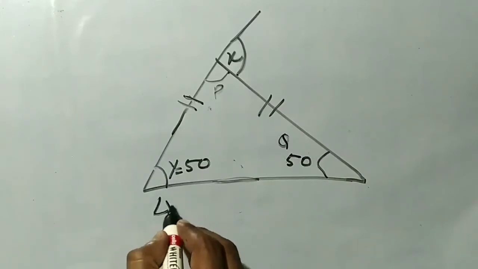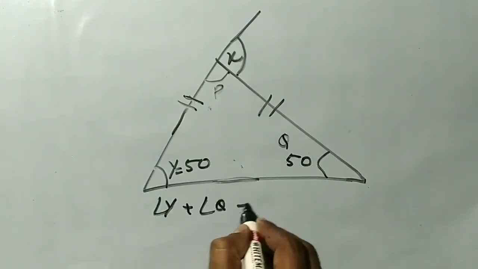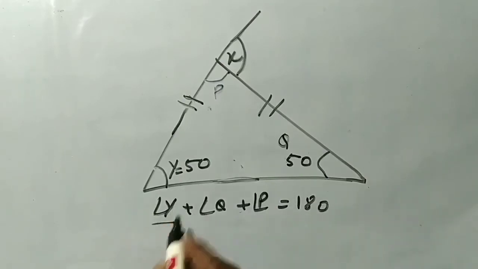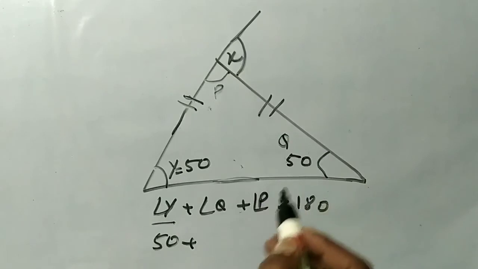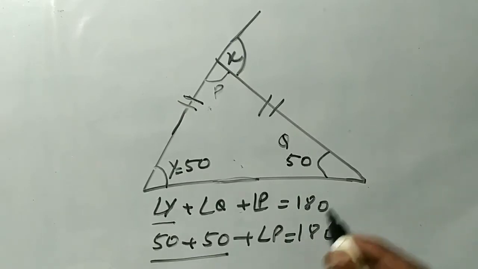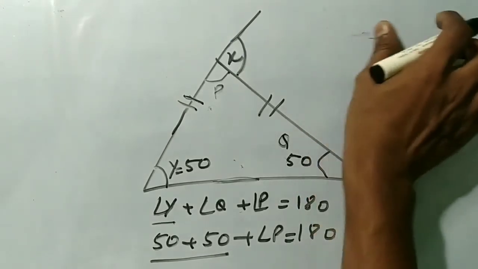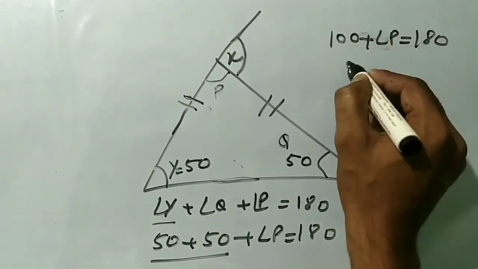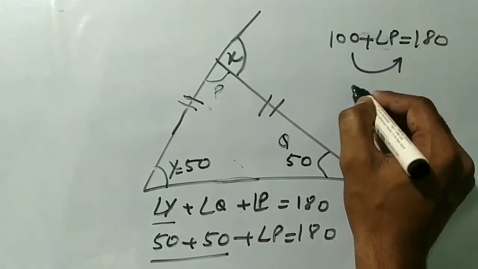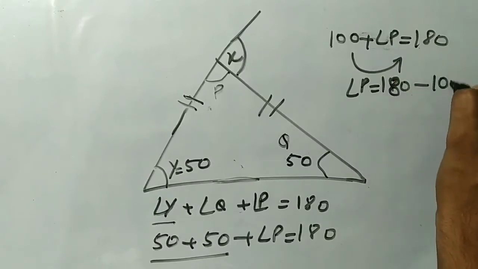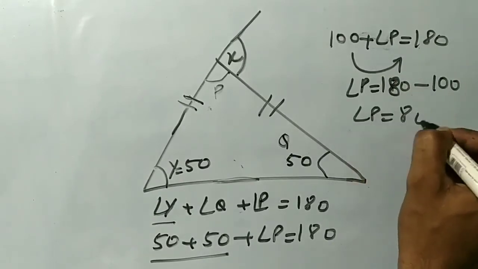Angle y plus angle q plus angle p is equal to 180. We know angle y is equal to 50. We know angle q is equal to 50. We don't know angle p. So 50 plus 50 is 100. So 100 plus angle p is equal to 180. Then 100 goes to this side. Angle p is equal to 180 minus 100. So angle p is equal to 80.